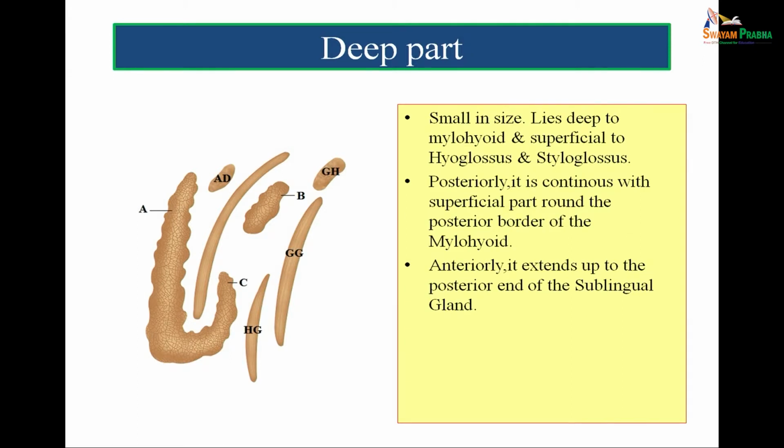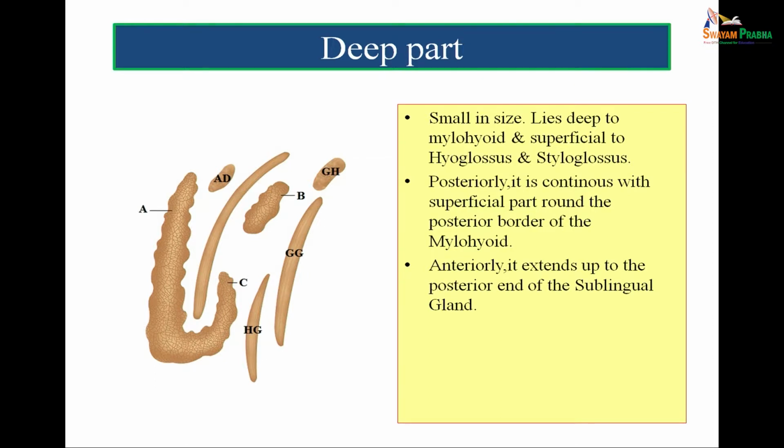Now if you look at C in the figure, C is the deep part of the submandibular salivary gland. It is small in size, it lies deep to the mylohyoid and superficial to the hyoglossus and styloglossus muscles. Posteriorly, it is continuous with the superficial part around the posterior border of mylohyoid.